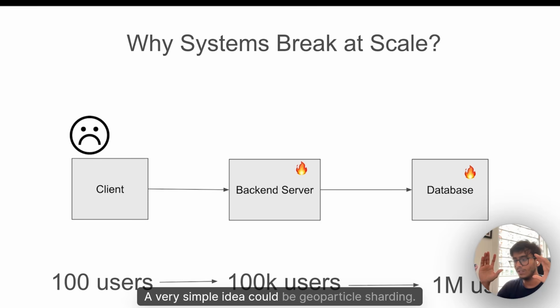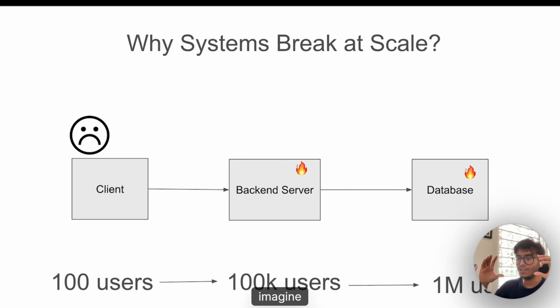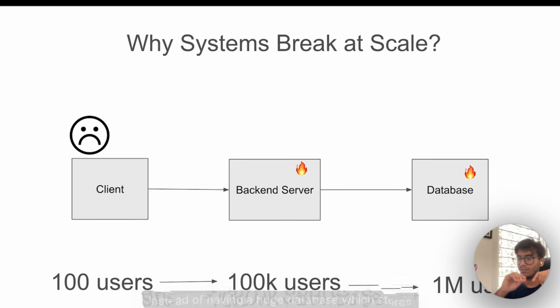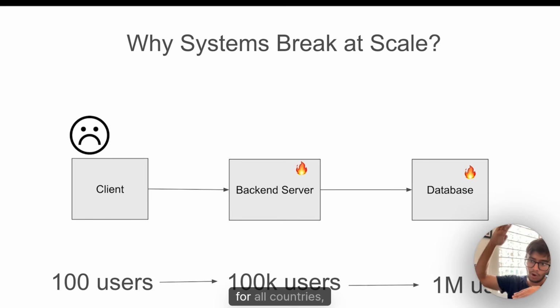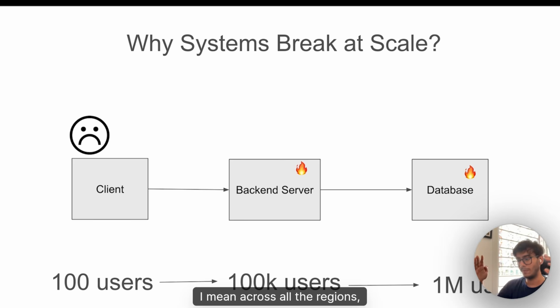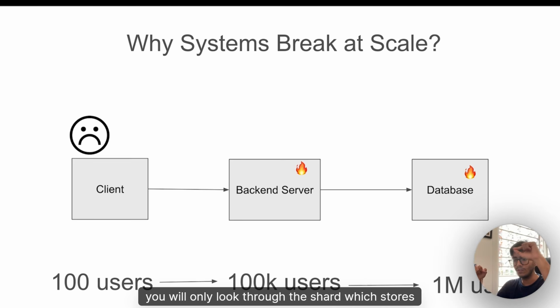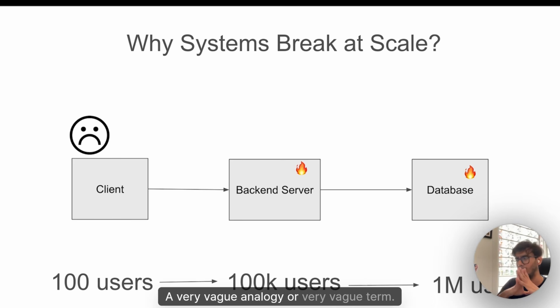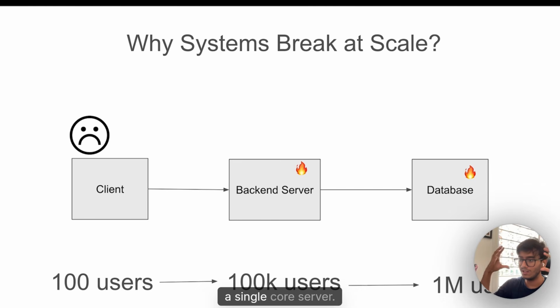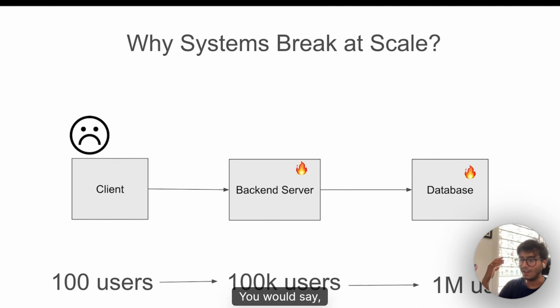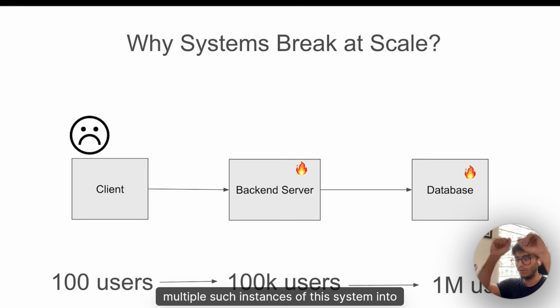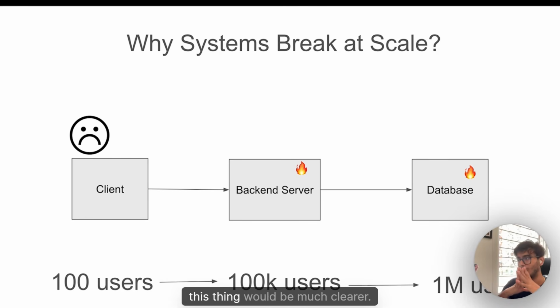A very simple idea could be geographical sharding. Imagine a request coming from India. Instead of having a huge database which stores information for all countries across all regions, you will only look through the shard which stores the data of India. A very vague analogy. Or let's say single point of failure, a single machine, a single server. Then you would talk about distributed systems, right? You would add multiple instances of this system in different regions. Now this thing would be much clearer.